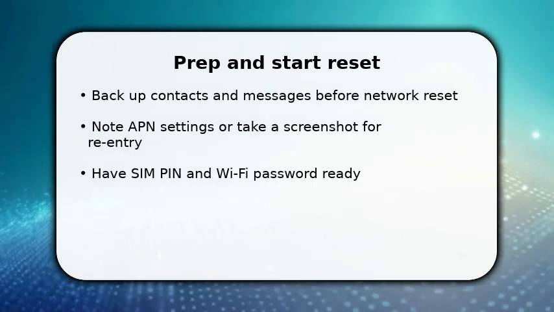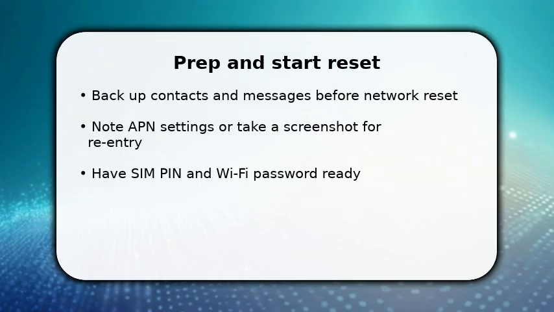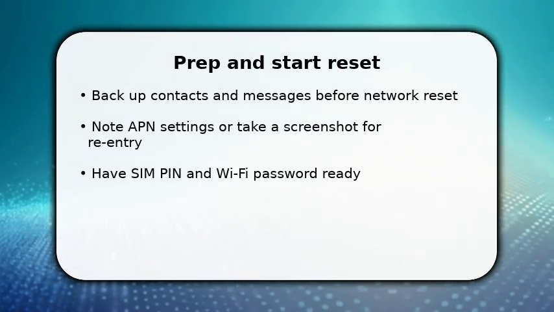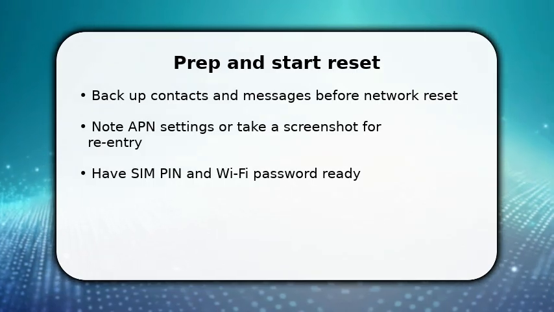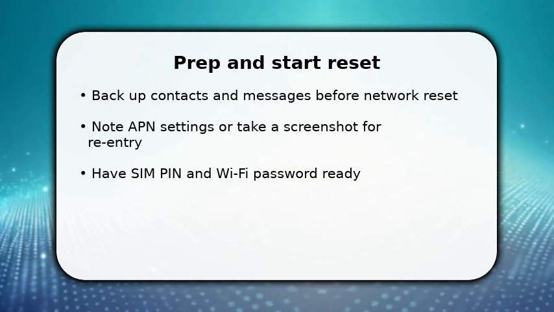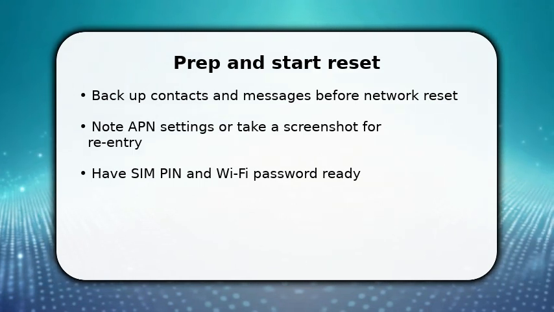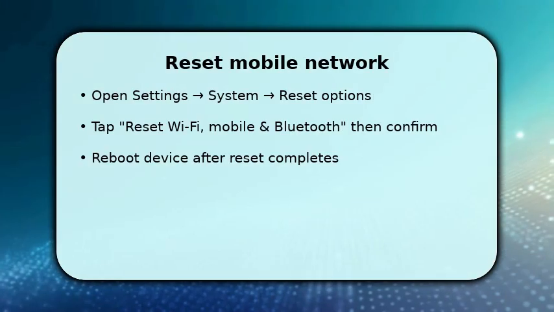Now unlock the device and open settings. You're aiming for mobile network controls, so search for SIM and network or mobile network. This makes the next steps faster and prevents accidental data loss while you reset network configurations. You're in the right menu.